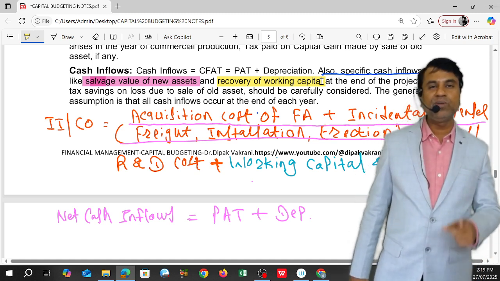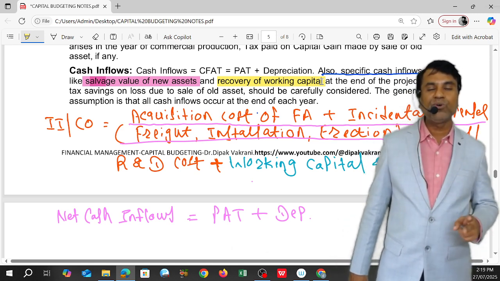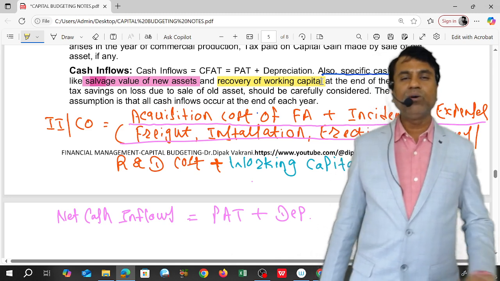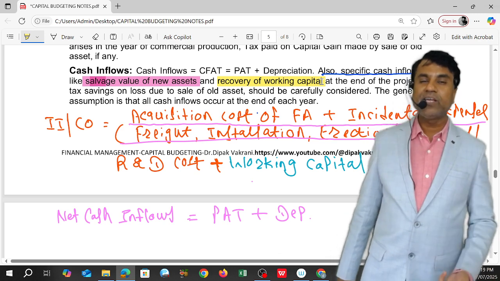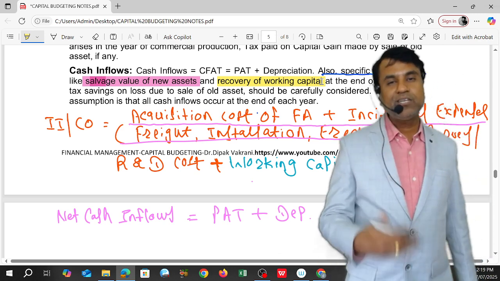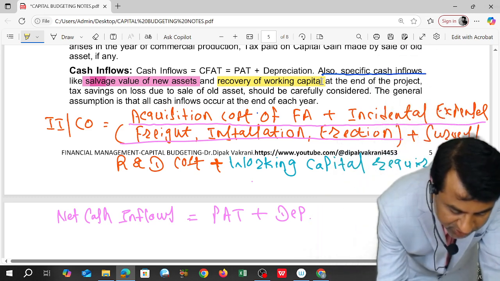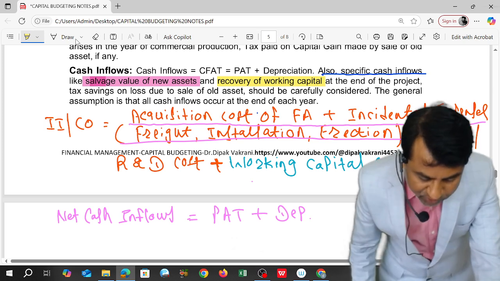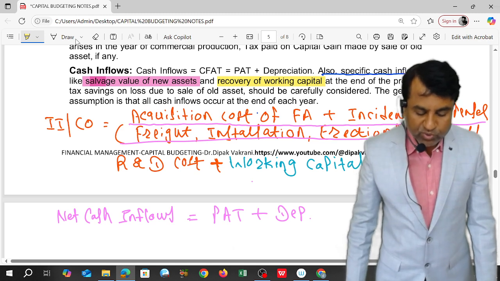So do remember, students, when you are calculating net cash inflows, always concentrate separately on these two cash inflows if they are provided in the question. If it is given, obviously we are going to take it in terms of salvage value, residual value or scrap value. Second, working capital. If not given, no need to take. But if it is given, it needs to be taken, that too at the end of economic life. Don't forget it. Is there any other cash inflow apart from what is given here? At the end of the project, recovery of working capital. Even they have given tax savings on loss due to sale of old asset.